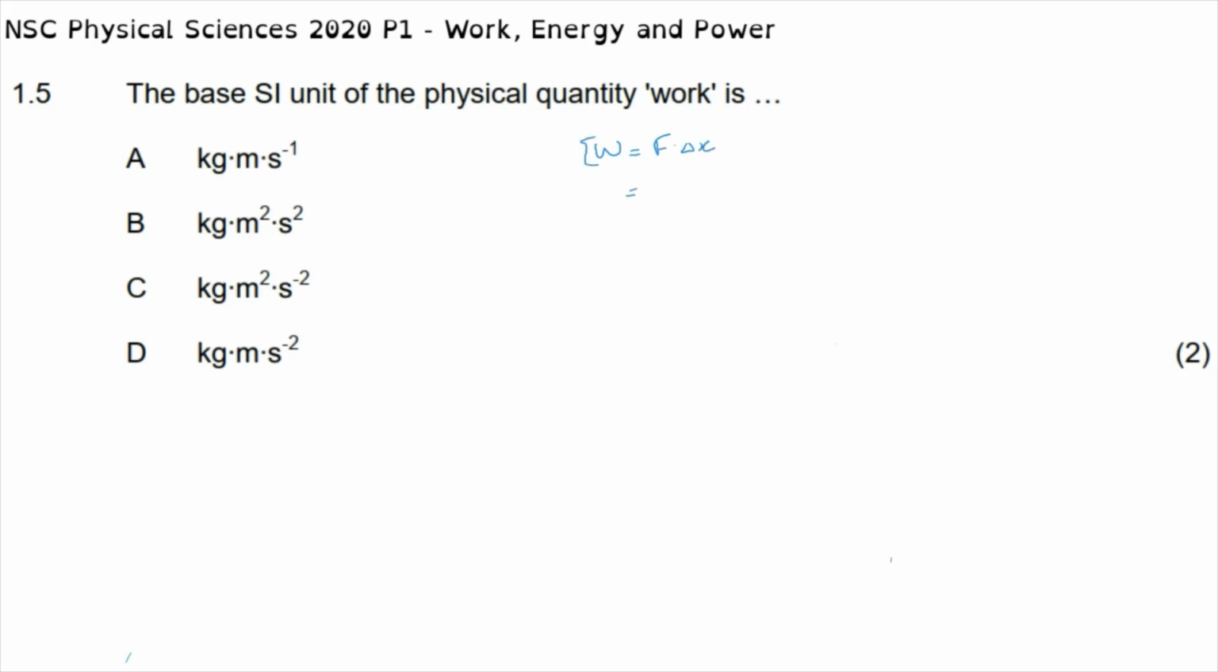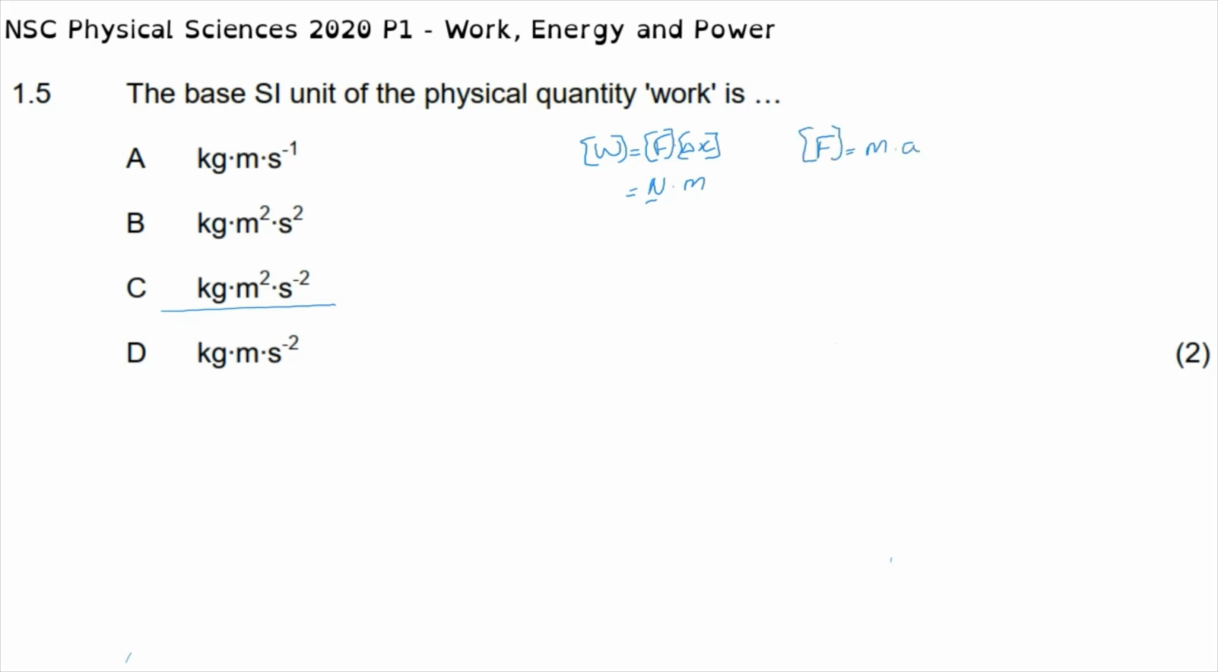And that means that the units for work, we show units by writing something in square brackets, are equal to the units for force, which is newtons, multiplied by the units for displacement, which is meters. But what we can see here is that they do not want newtons. So we need to find out what the units are for force, what a newton actually is.